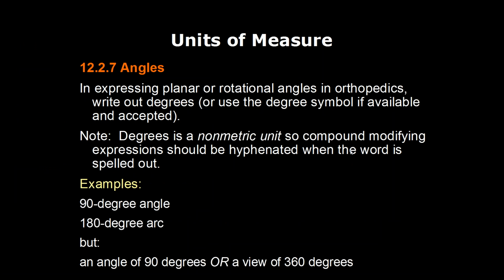So you'll see compound modifying expressions should be hyphenated when the word is spelled out, just like they are with non-metric units. So in orthopedics especially, 90-degree angle, that's hyphenated when it forms a compound modifier. Why? Because it's a non-metric unit, and that's what we're told to do. If it's a metric unit, we don't. But since degrees is a non-metric unit, you're going to see that hyphen. So 180-degree arc, that's often in radiation and various imaging, and 90-degree angle, same, or in orthopedics.